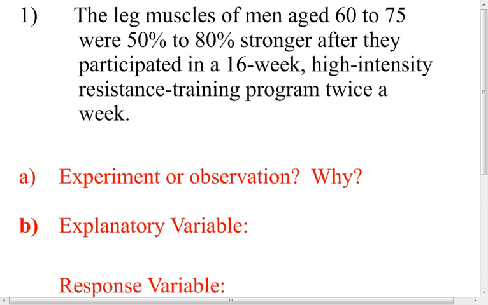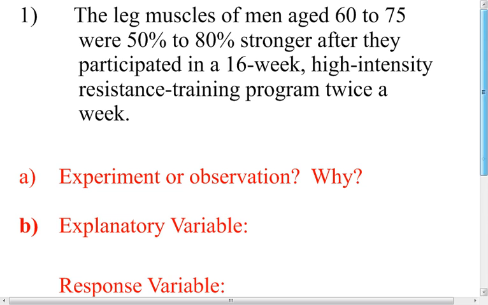All right, so here are some experiments that we're going to look through together, and we're going to talk about some different parts of them, okay? The first one is about the leg muscles of men between the ages of 60 and 75. They did a study, and they were between 50 and 80% stronger after these men participated in a 16-week high-intensity resistance training program twice a week.